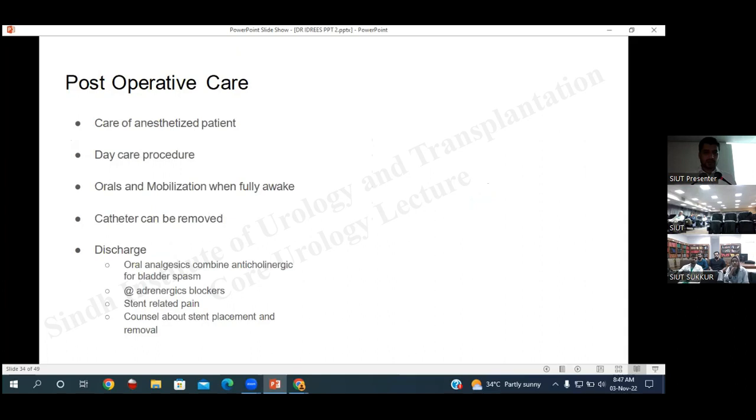After that, post-operative care, care of the anesthetized patient. It is a daycare procedure, and the patient is mobilized and orally allowed when fully awake, and the catheter can be removed. On discharge, the patient is advised oral analgesic along with anticholinergic for the bladder spasm. Alpha adrenergic blockers are advised, and counsel about the stent placement and removal and stent related pain, and also give the date of stent removal if a stent is placed.